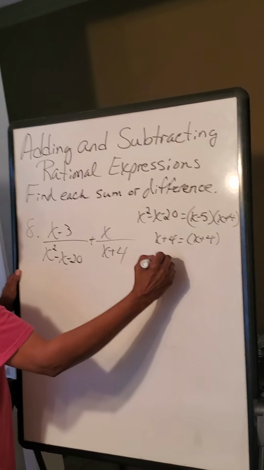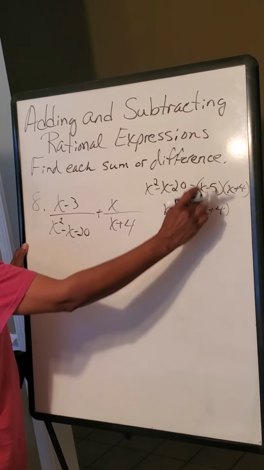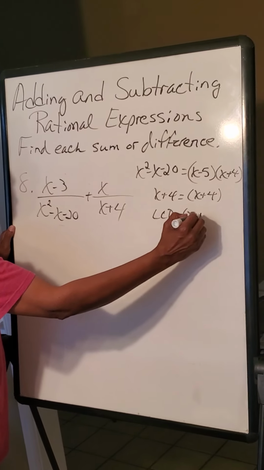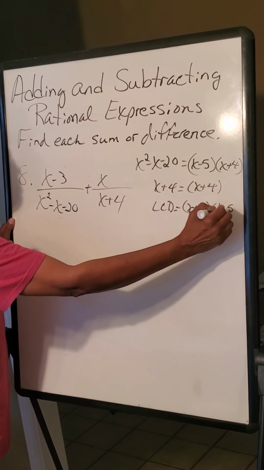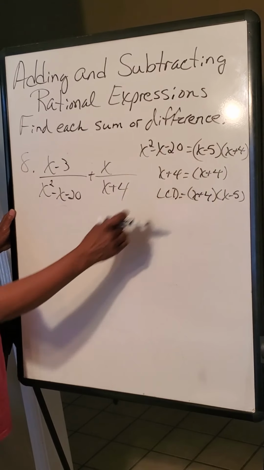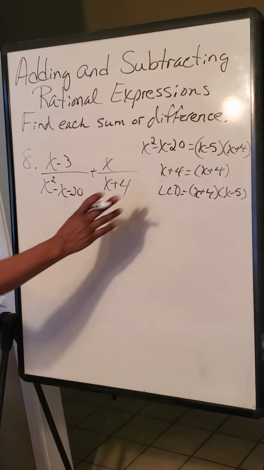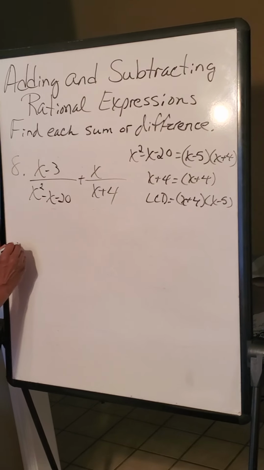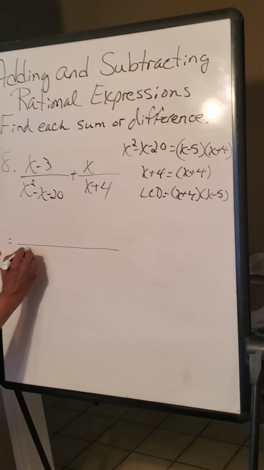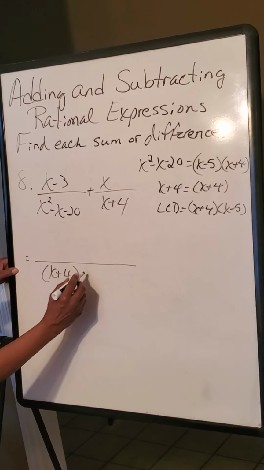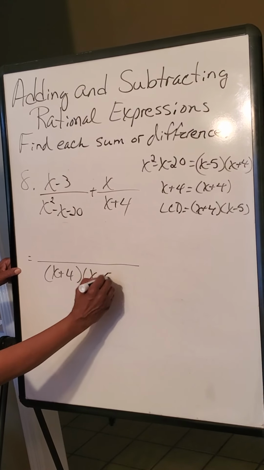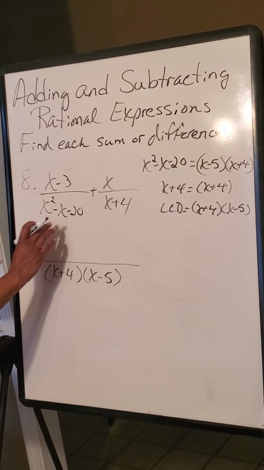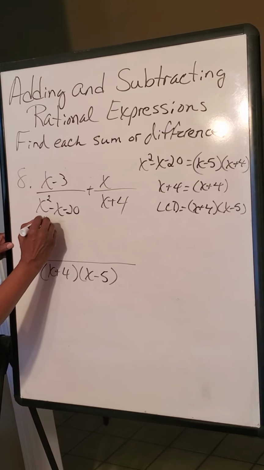So when I find my LCD, I'm going to write down my different factors. My different factors are x plus 4, x minus 5, and the greatest exponent for each is the first power. So my LCD for this problem is the binomial x plus 4 times the binomial x minus 5, okay? Now I'm going to write this factored form down here.